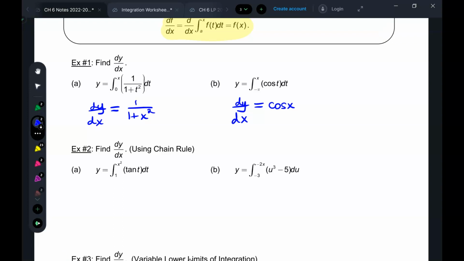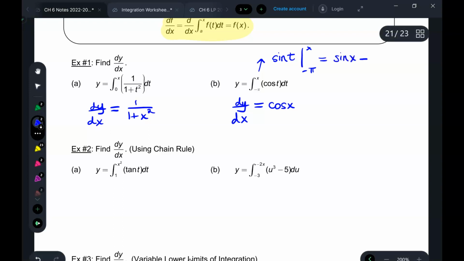How does that work exactly? Well, let's say we had to do this by hand. What's the antiderivative for cosine? Positive sine. Positive sine of t evaluated from negative pi to x, right? So if I'm not taking the derivative at all, and I said just evaluate this, what would happen? We would plug in sine of x minus sine of negative pi, right? But what would happen if I said, now take the derivative of that?